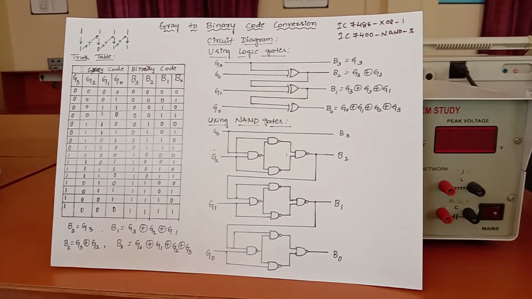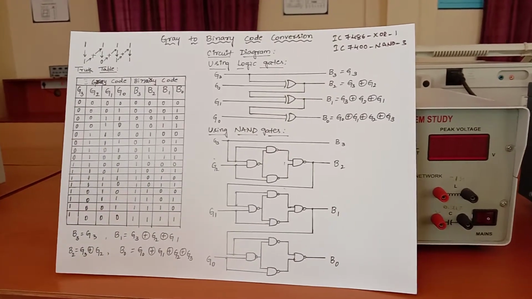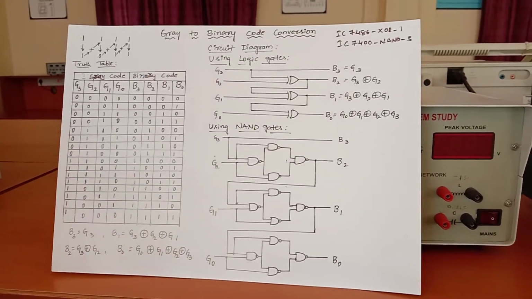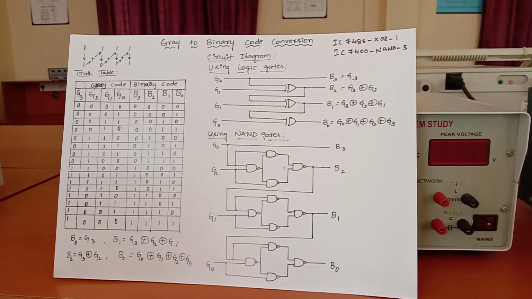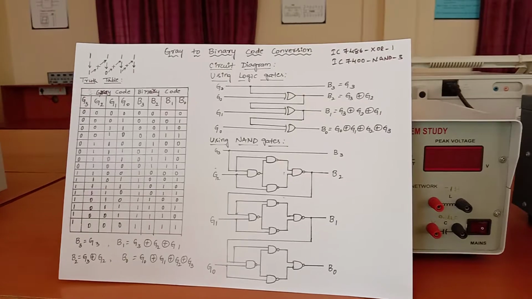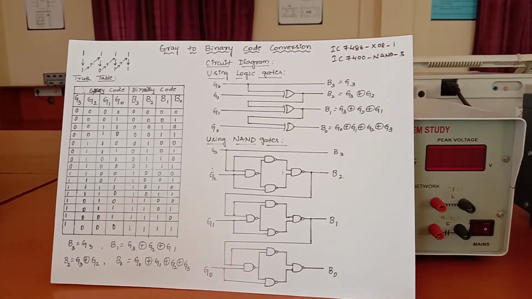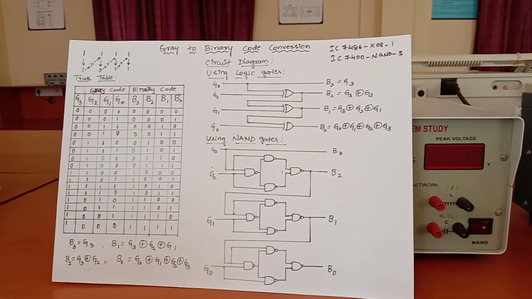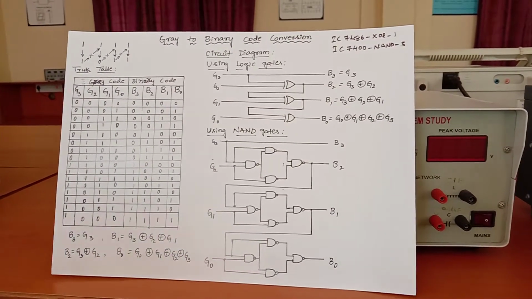Today we will be discussing the experiment on gray to binary code conversion. In the previous video we discussed how to convert binary to gray code, and we also drew the logic gate circuit diagram, drew the circuit diagram using universal gates, and verified the truth table. So in today's class we will see how to convert gray to binary code.